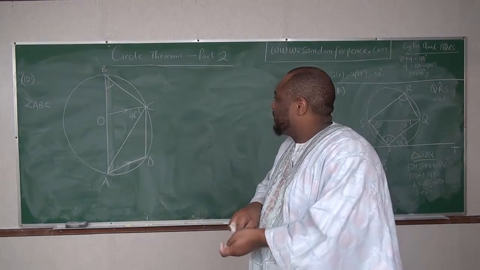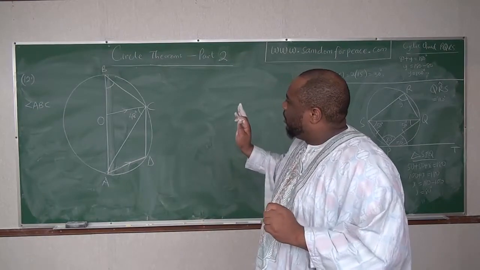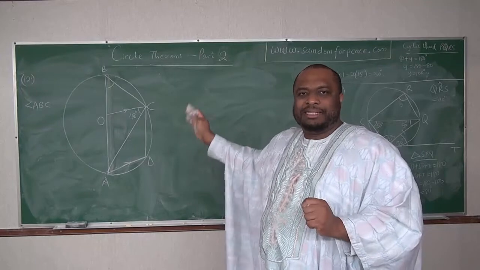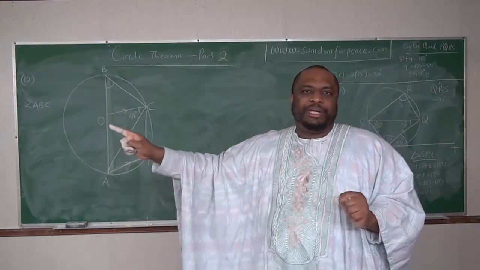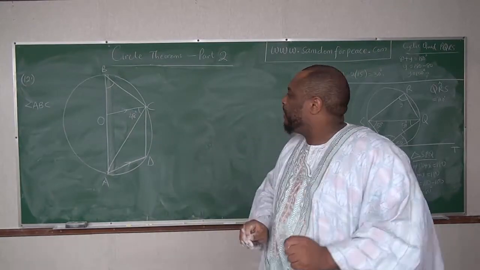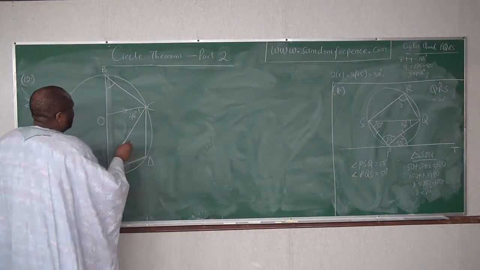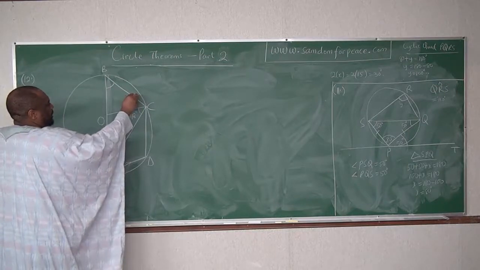Okay, so let's look at what we're going to do with this. This is a center and it's a semicircle, so you have to think about the theorem we did. Angle in a semicircle is a right angle. It's 90 degrees. So we see this here, it's going to be 90 degrees.